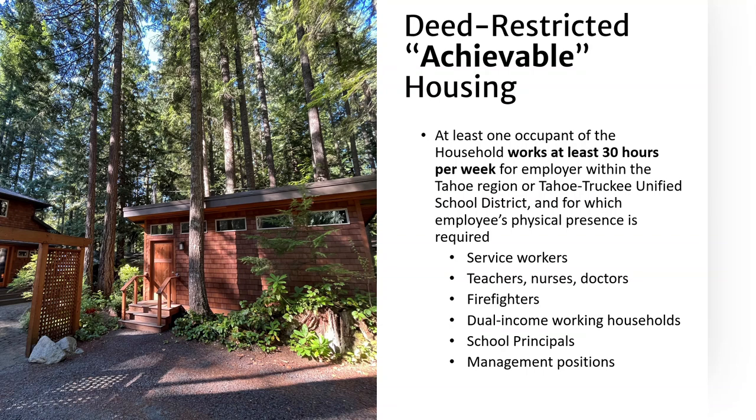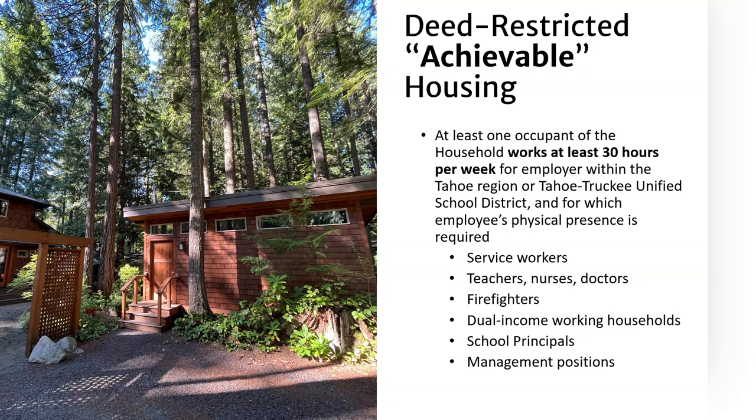Achievable housing is a definition specific to the Tahoe Truckee region. The main way to qualify for achievable housing is that at least one occupant of the household must work at least 30 hours per week for an employer within the Tahoe region or Tahoe Truckee Unified School District. So someone who mostly works remotely would not qualify.